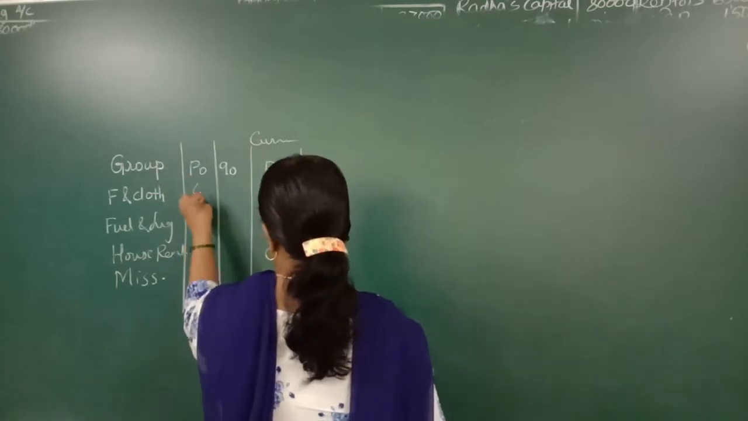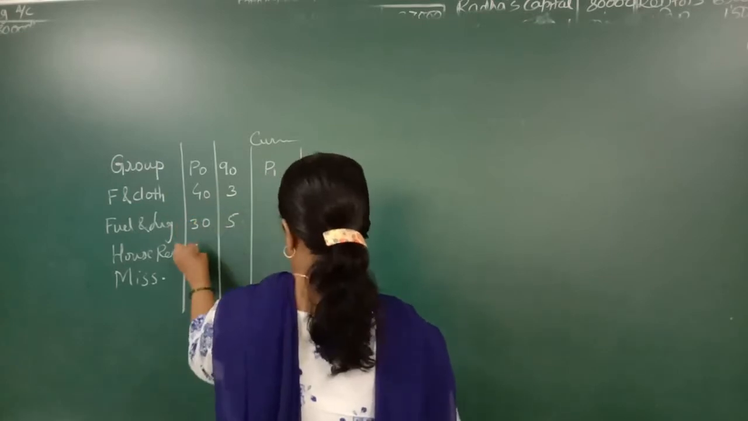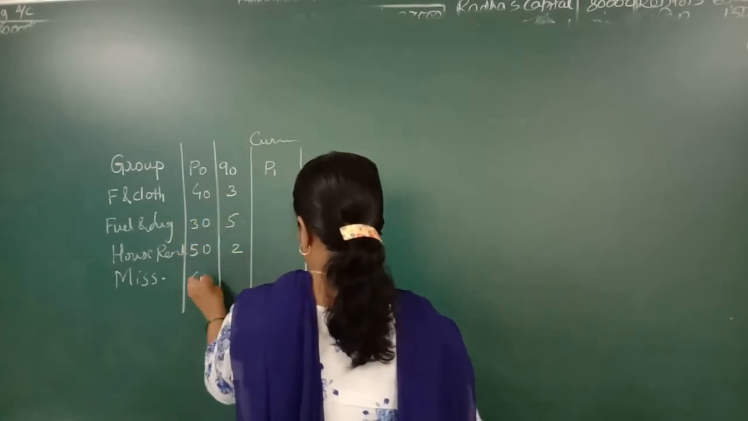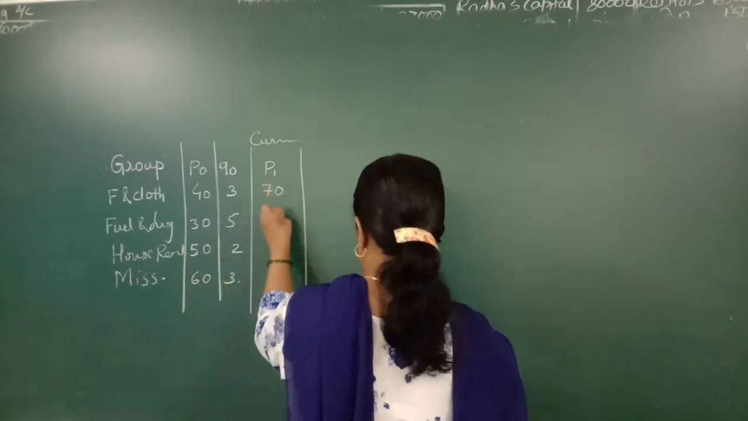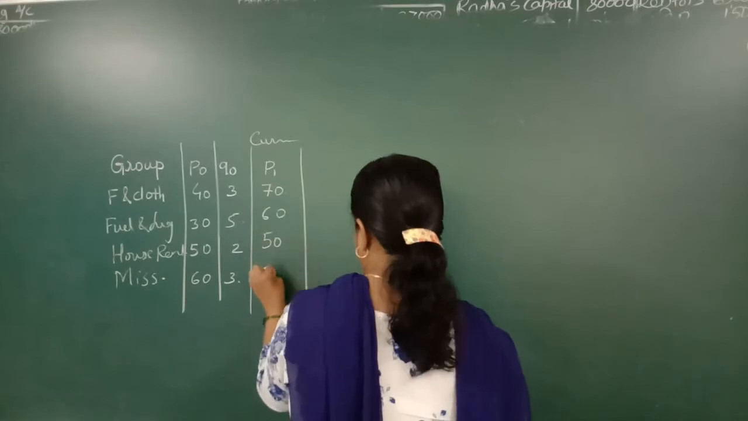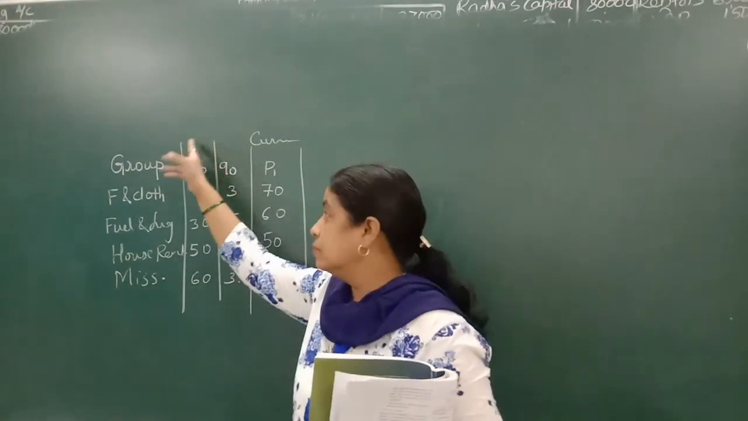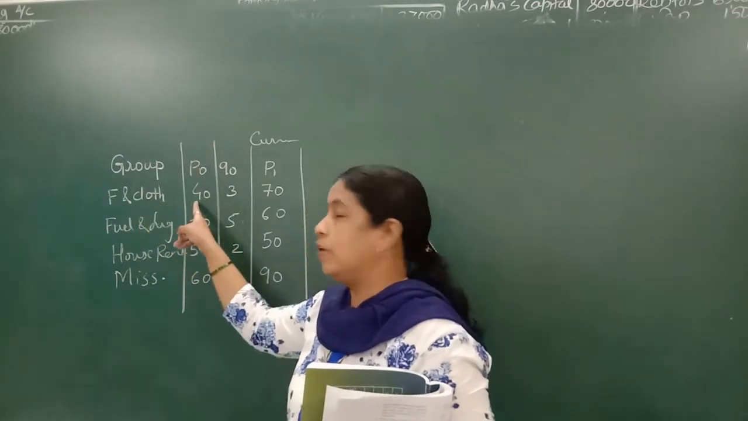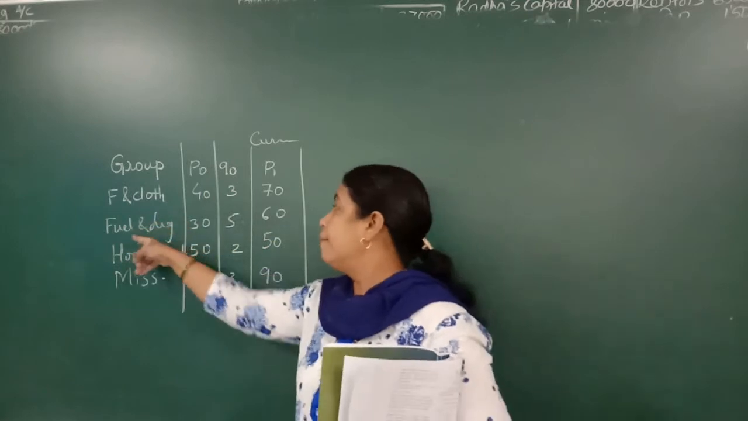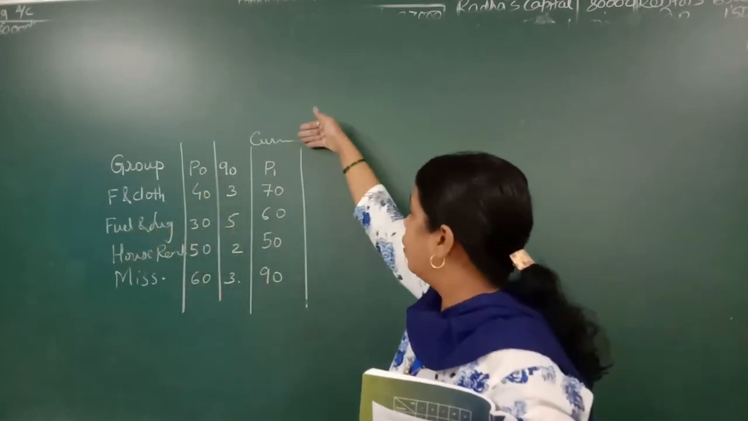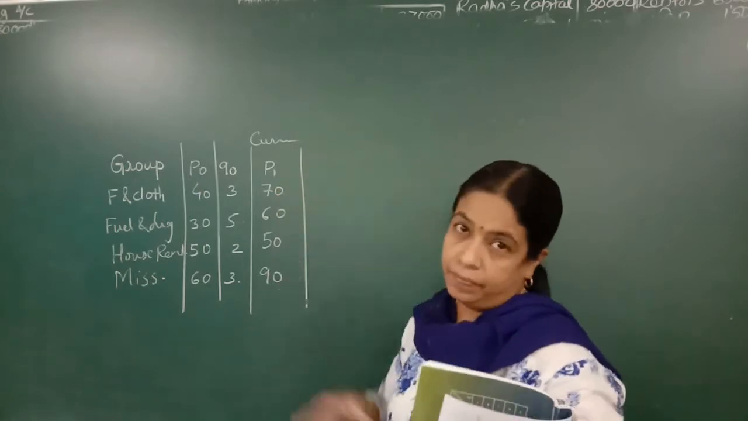Now, this is 43, 35, 52, 63. And P1, the current year price, is given. Now see here. In the base year, food and clothing price was 40 and quantity was 3. This is 32. And for the current year, the price is given as that, isn't it?